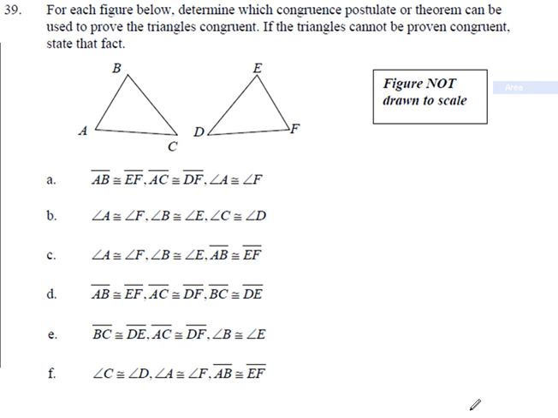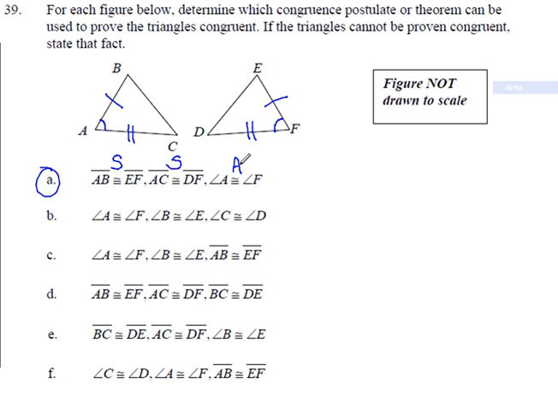In order to approach question number 39, I'm going to do a lot of marking of the triangles and then erasing when I go to the next problem. Starting with portion A, I'm going to mark AB is congruent to EF. That gives me a side. AC is congruent to DF. That gives me another side. And angle A is congruent to angle F, which gives me an angle.